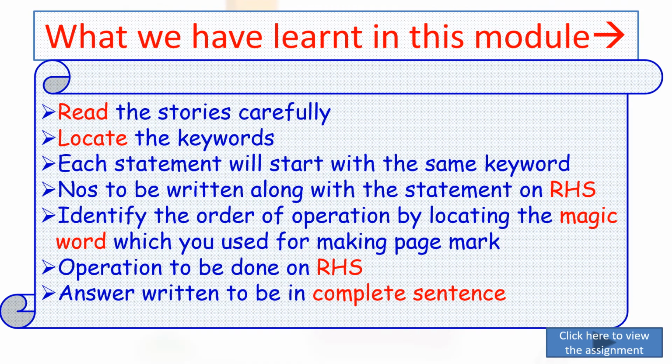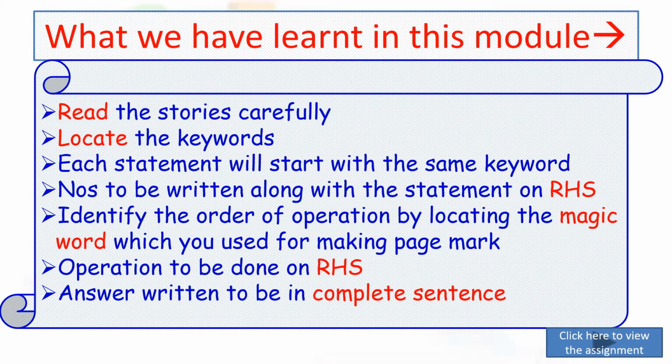So now let us see what all we have learnt in this module. First and foremost, you have to read the stories carefully, maybe 2 or 3 times. Then locate the keywords. Each statement will start with the same keyword. Numbers to be written along with the statements on the right hand side. Identify the order of operation. How? By locating the magic word which you used for making the page mark.